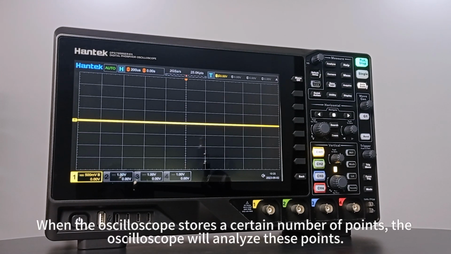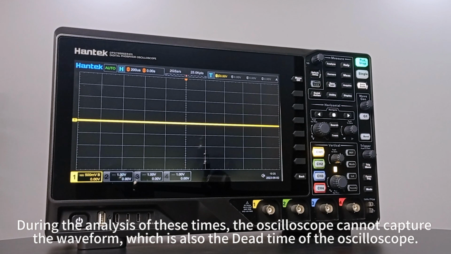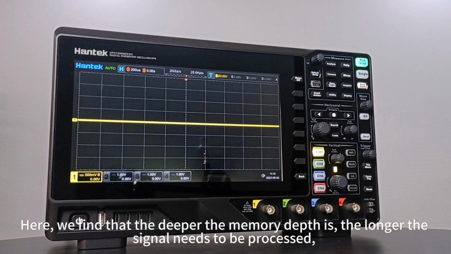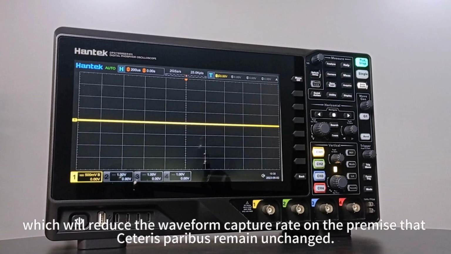When the oscilloscope stores a certain number of points, the oscilloscope will analyze these points. During the analysis of these points, the oscilloscope cannot capture the waveform, which is also the dead time of the oscilloscope. Here, we find that the deeper the memory depth is, the longer the signal needs to be processed, and the longer the corresponding dead time will be, which will reduce the waveform capture rate on the premise that other conditions remain unchanged.